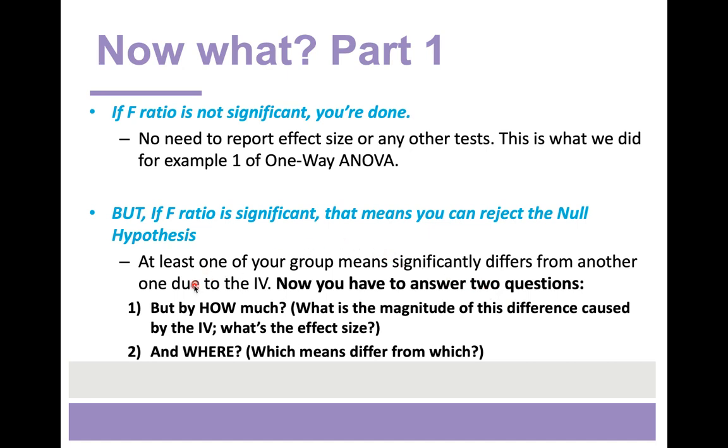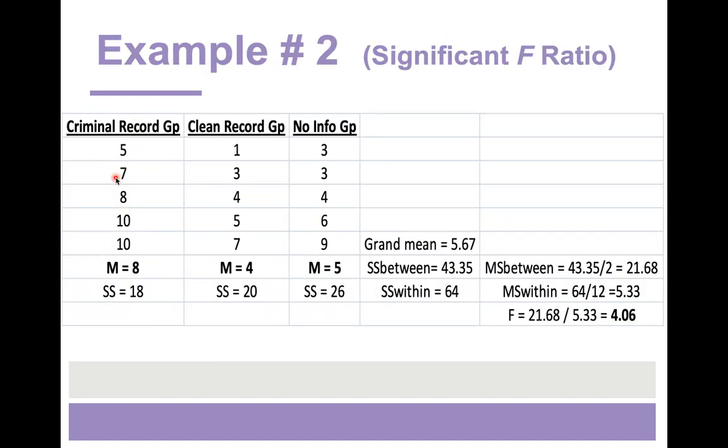First, what is the magnitude of this difference? That's an effect size, just like we had with the t-test. What is the magnitude of this statistical difference? And then number 2, where does this difference occur? Because we have 3 groups, group 1, group 2, group 3.